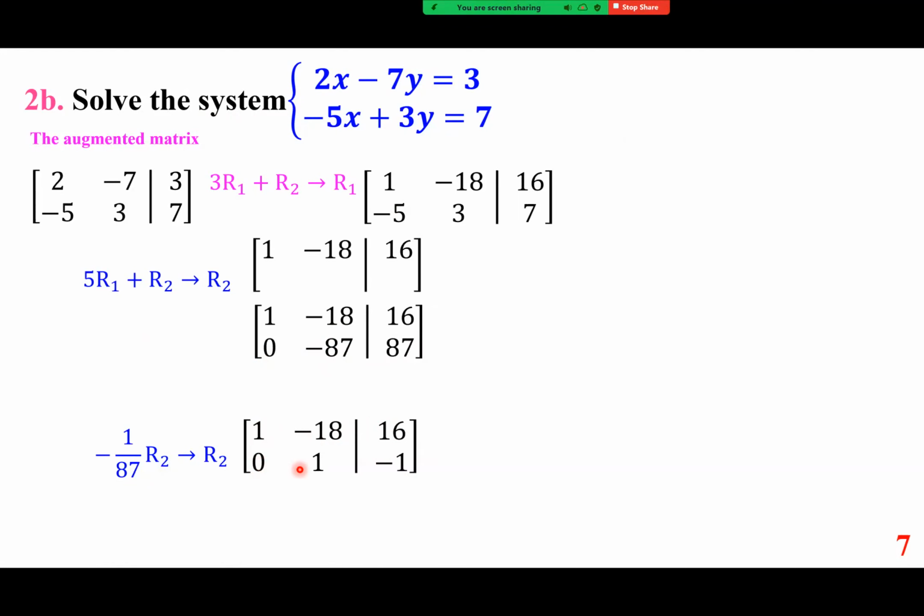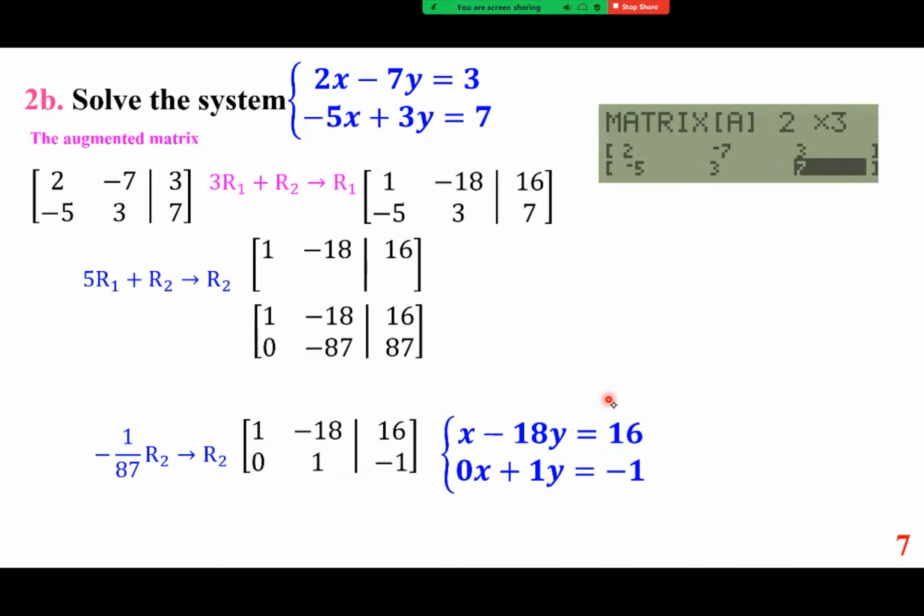This means 0x plus 1y equals negative 1. And the idea is that this gives you the answer y equals negative 1, everybody. This means y equals negative 1. Back substitution: replace this with negative 1. So y equals negative 1, right? If you put negative 1 here, you get positive 18. Subtract it from 16, you get negative 2. So those are the answers.